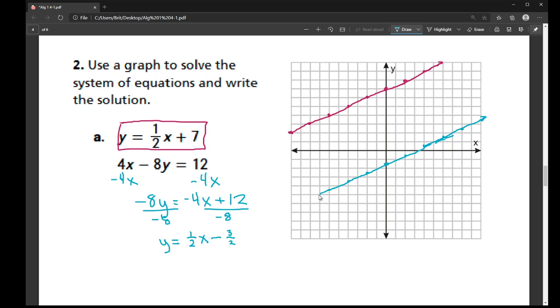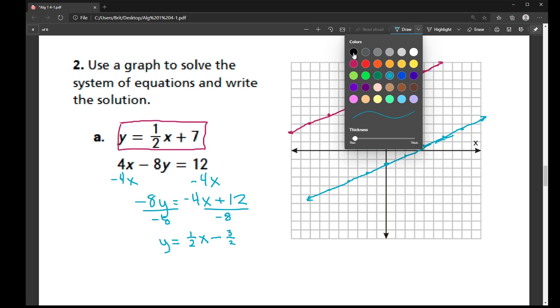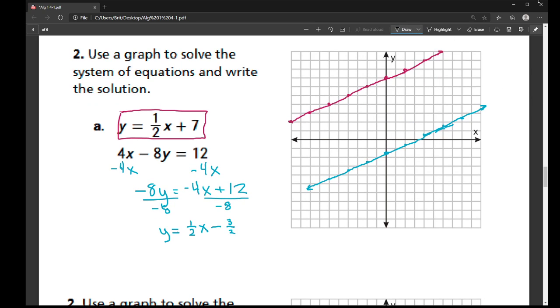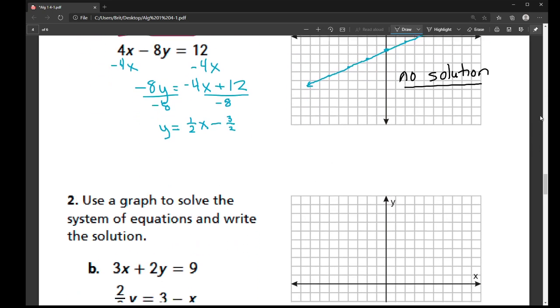Just from eyeballing it, it looks like these lines run parallel, so it looks like there's no solution. But we always want to check our slopes to verify that. Remember, if they have the same slope, that's how you know there's no solution. So here's a slope of 1/2 and a slope of 1/2, and our y-intercepts are different. So this is in fact no solution. Now if the slopes are not the same, they'll eventually run into each other. You just might need to zoom your graph in or out, or adjust your scale.